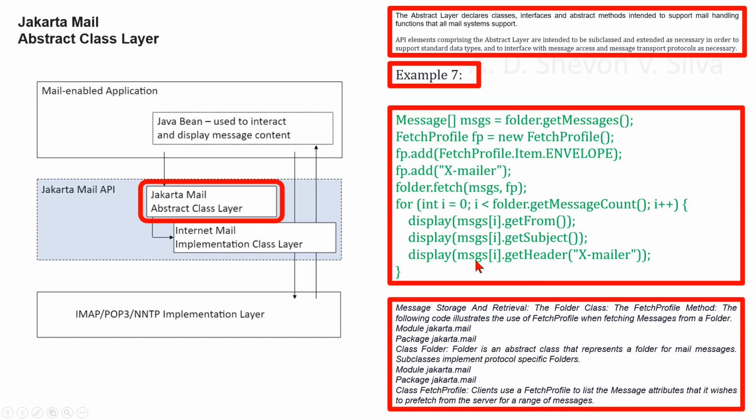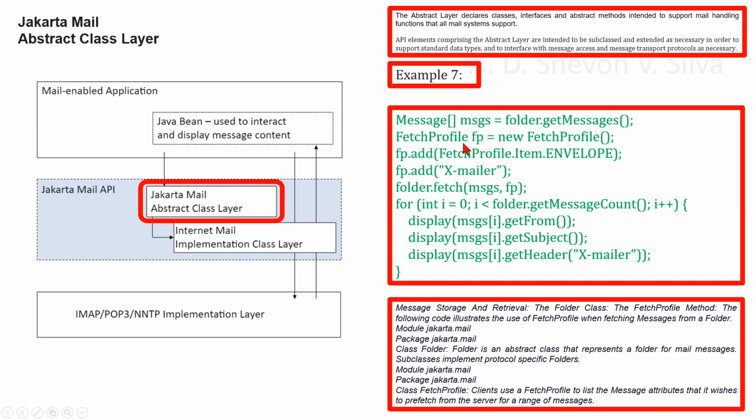Here now, as an example, we are considering the fetch profile method in the Folder class in message storage and retrieval. The following code illustrates the use of FetchProfile when fetching messages from a folder. The class Folder in package jakarta.mail in module jakarta.mail. Folder is an abstract class that represents a folder for mail messages. Subclasses implement protocol-specific folders.